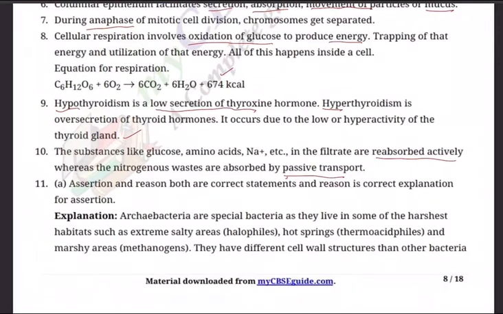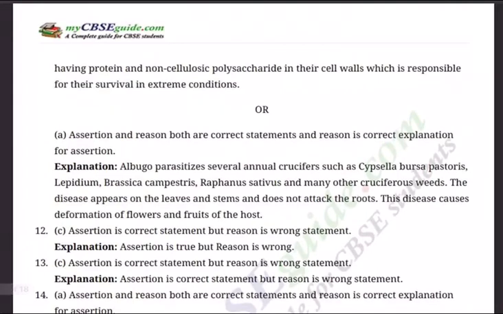Question 11, assertion and reasoning. Of course, A is the answer. Assertion and reason both are correct statements, and reason is the correct explanation for assertion. Explanation: archaebacteria are special bacteria as they live in some of the harshest habitats such as extreme salty areas, halophiles, hot springs, thermoacidophiles, and marshy areas, methanogens. They have a different cell wall structure other than bacteria, having protein and non-cellulosic polysaccharide in their cell walls, which is responsible for their survival in extreme conditions.